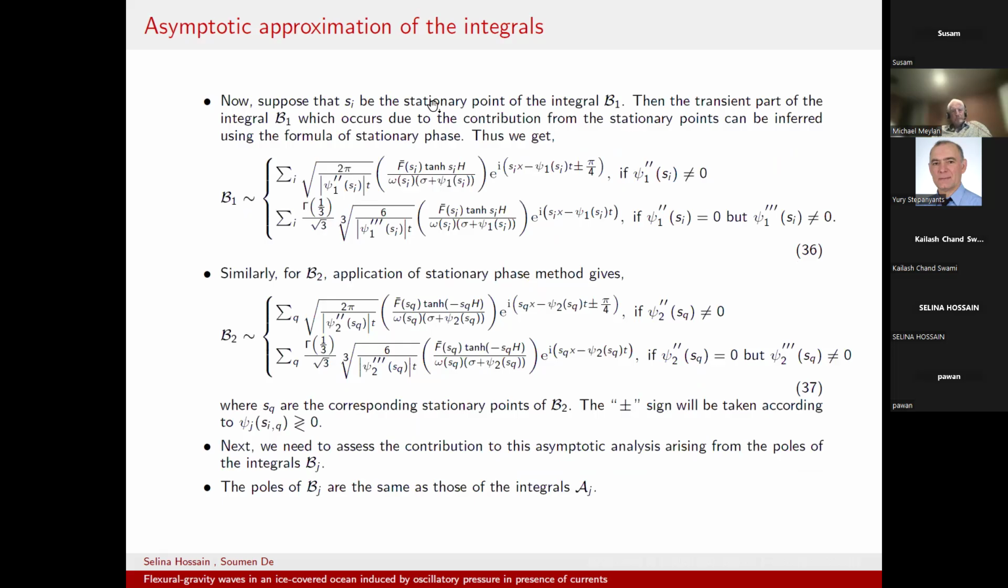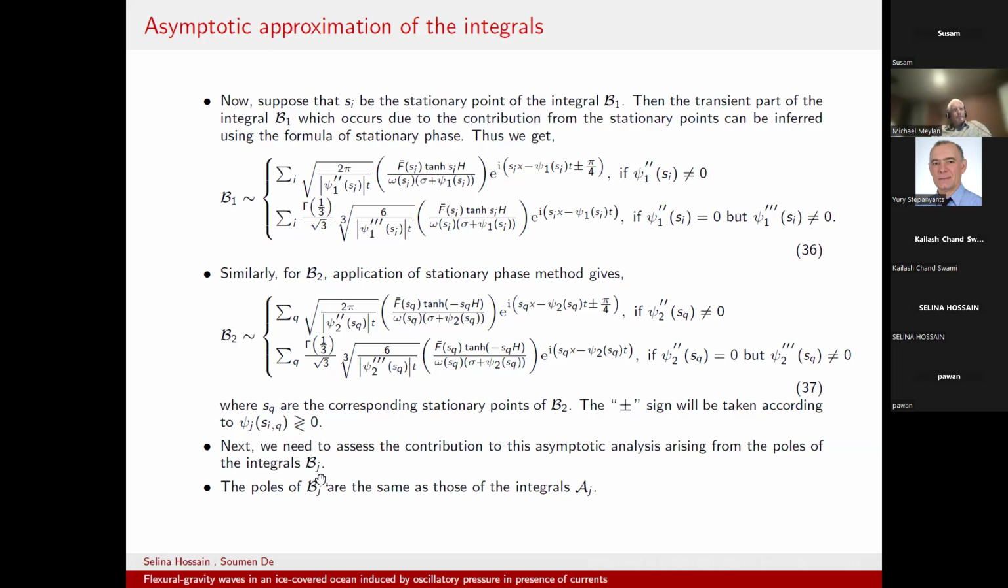Now suppose that s_i is the stationary point of the integral B1. Then the transient part of the integral B1, which occurs due to the contribution from the stationary points, can be inferred using the formula of stationary phase as given in equation number 36. And similarly, B2 can be evaluated by applying the stationary phase method as given in 37. Here in this formula, the plus or minus sign in the exponential form will be taken according as the function psi at that stationary point is greater than or equal to 0.